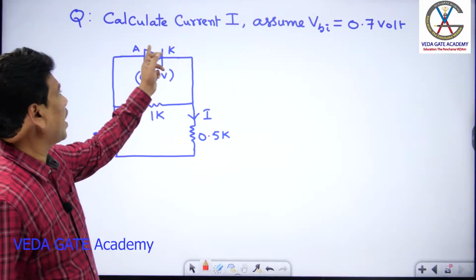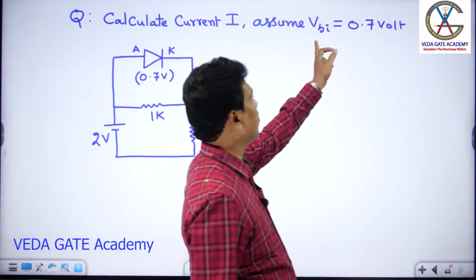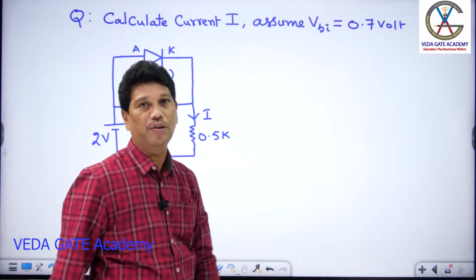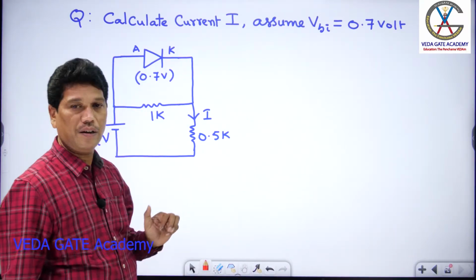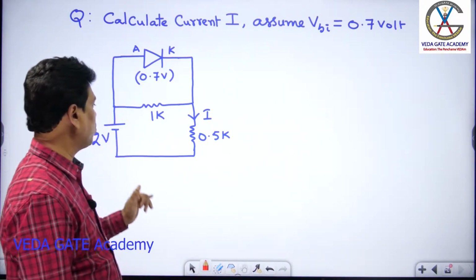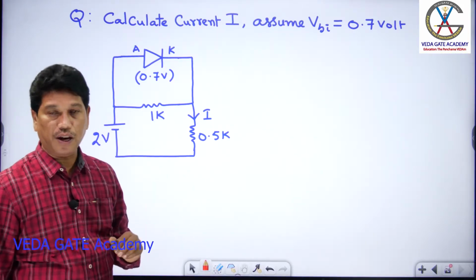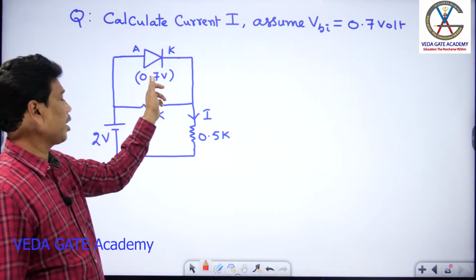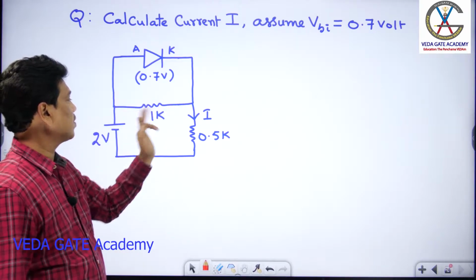So check out the question. Calculate the current I, assuming barrier potential is 0.7 volt for the diode. Okay, asking that current I here. So this is the circuit: a supply of 2 volt is there, this is 0.5 K, and a diode with a barrier potential of 0.7 volt applied across 1 K.